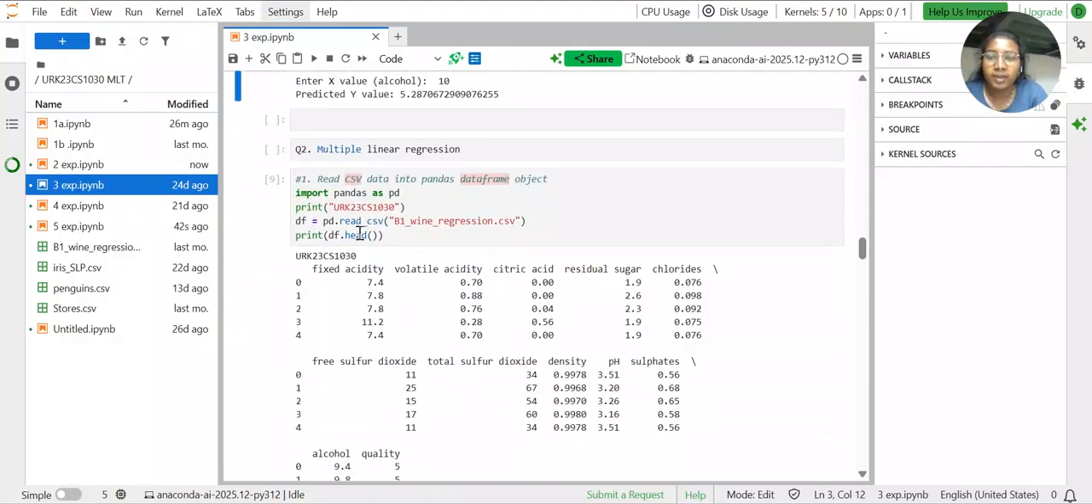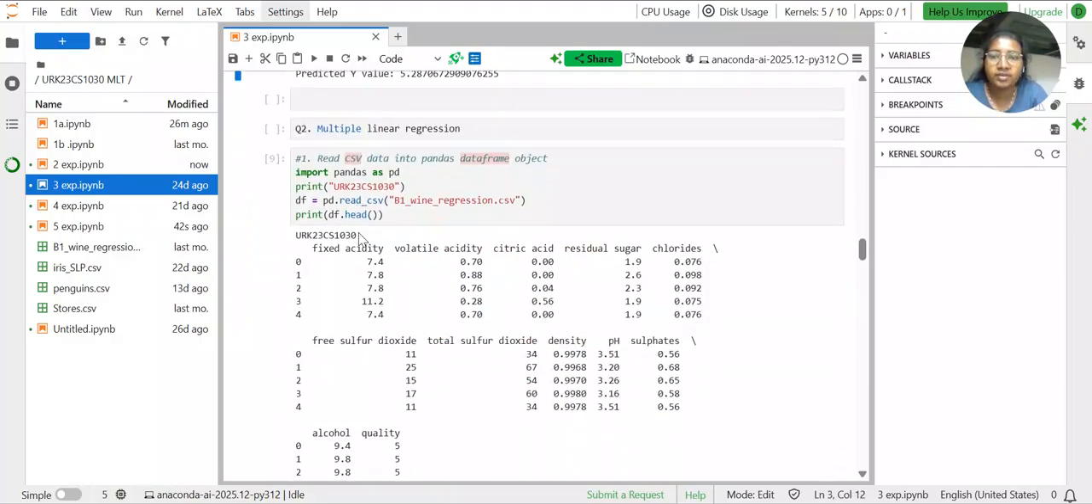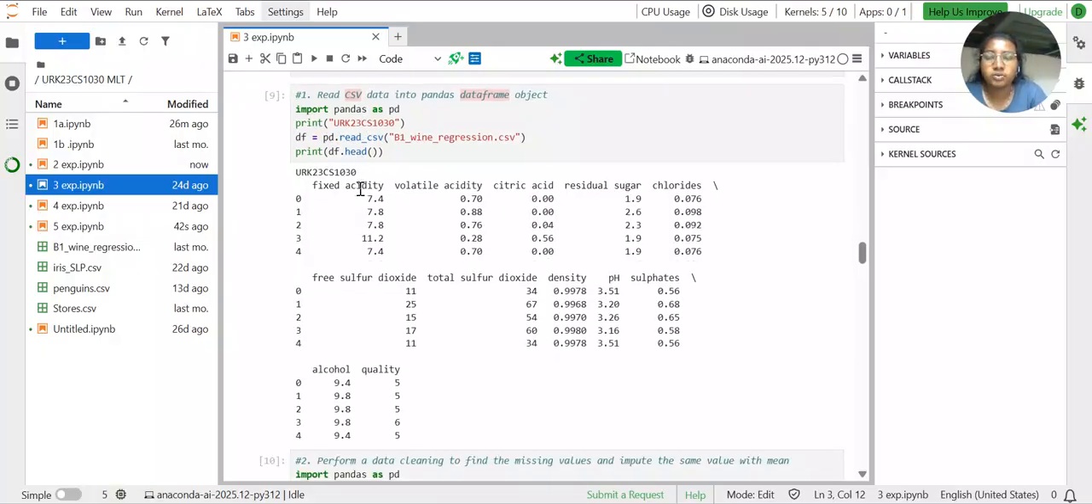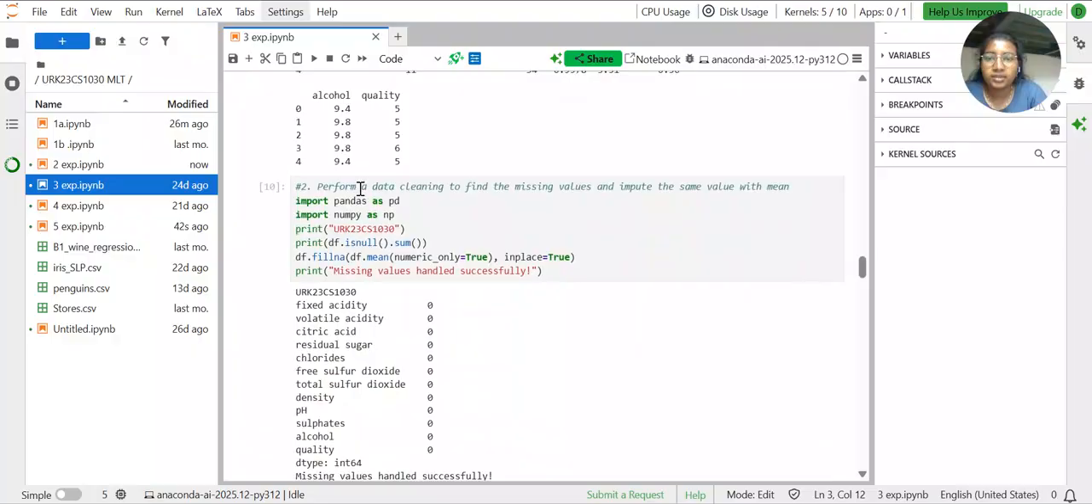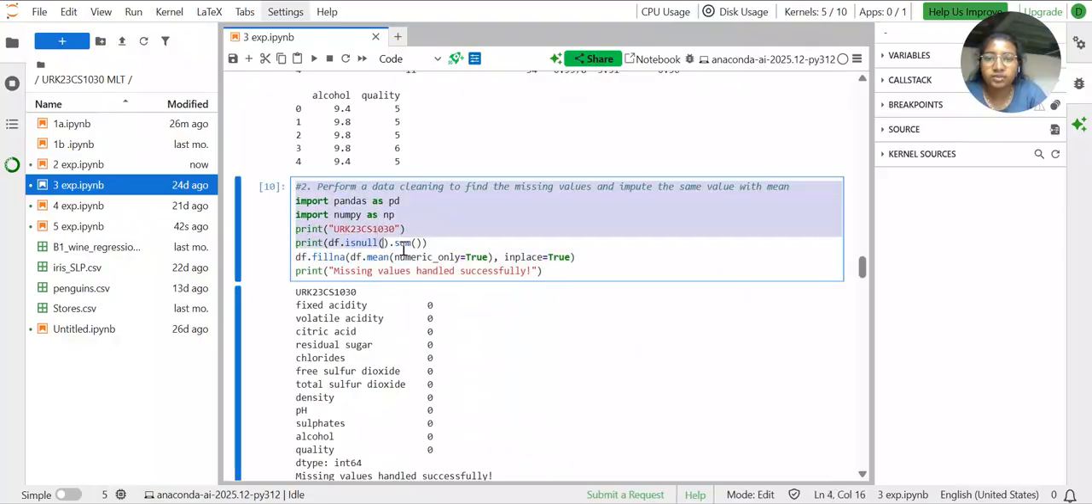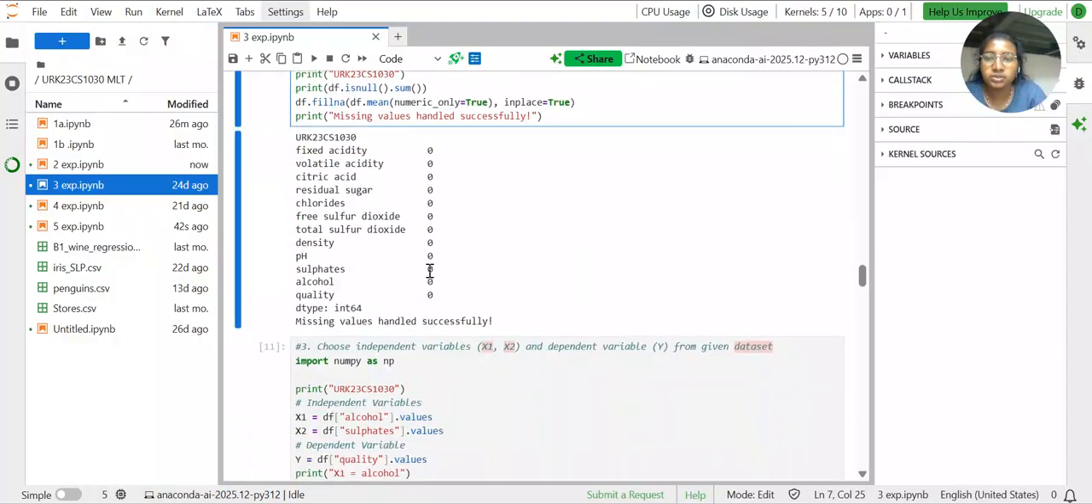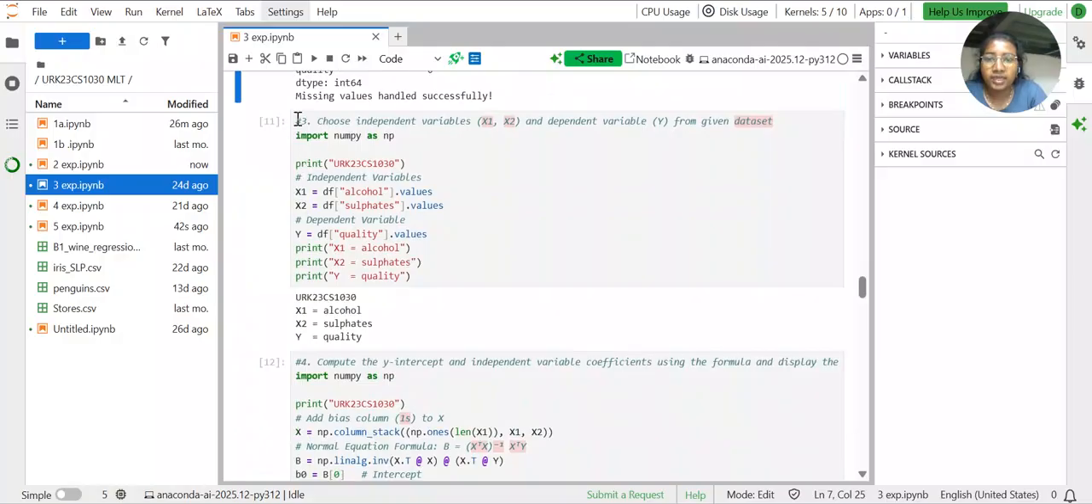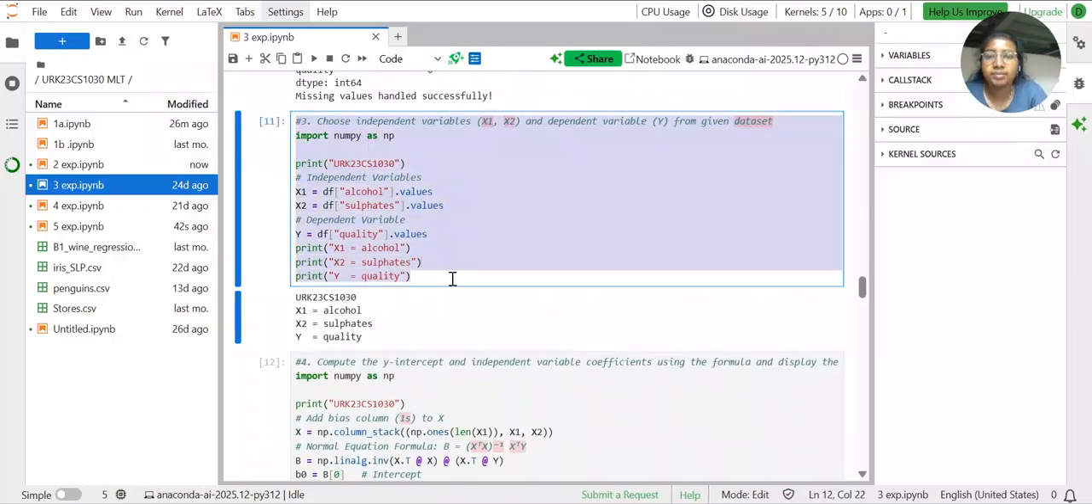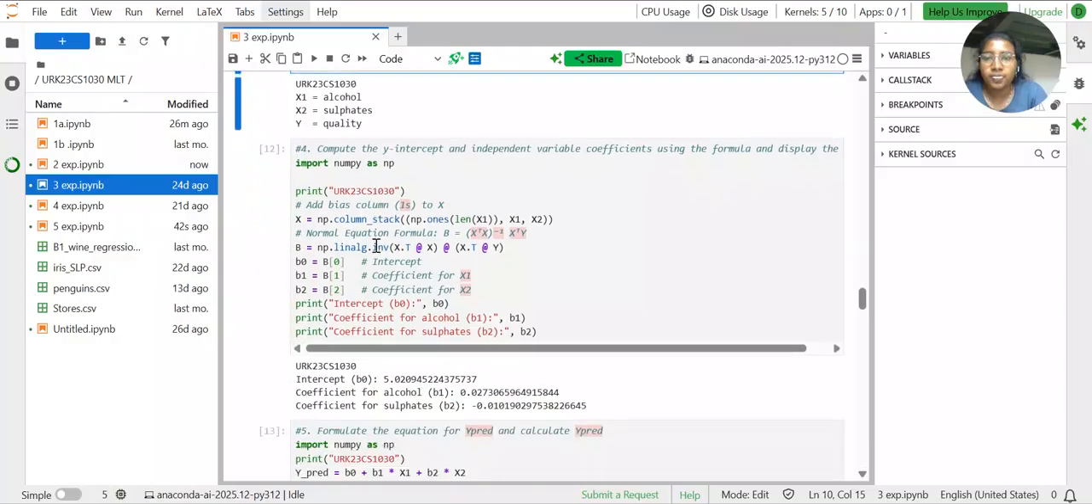Next, I am going to the multiple linear regression. Same, I have read the same data set using the pandas command read_csv. Then I have checked for the missing values and replaced them with the mean values. Third, I have chosen the independent and dependent variables: alcohol and sulfate as independent variables x1 and x2, and quality as the dependent variable y.